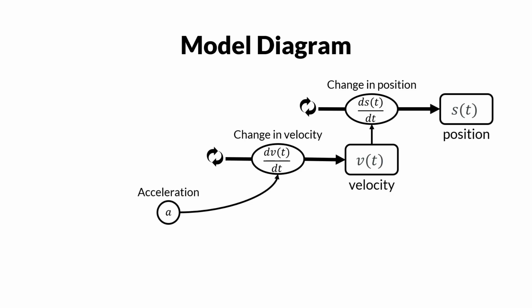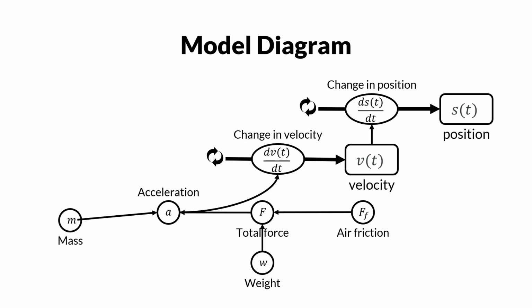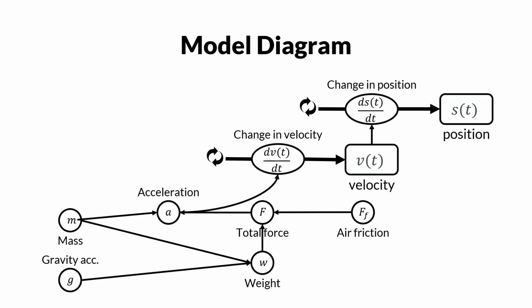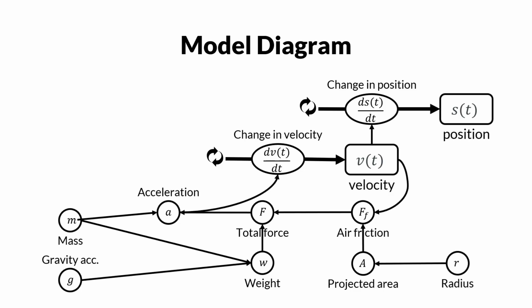The acceleration is calculated from mass and total forces, and the total force is the sum of air friction and weight. And the weight is mass times gravitational acceleration, and the air friction is calculated from velocity and projected area. And the last is, projected area depends on the radius.